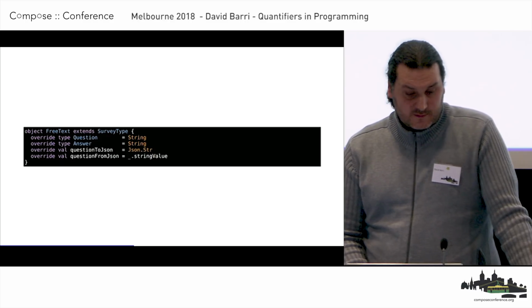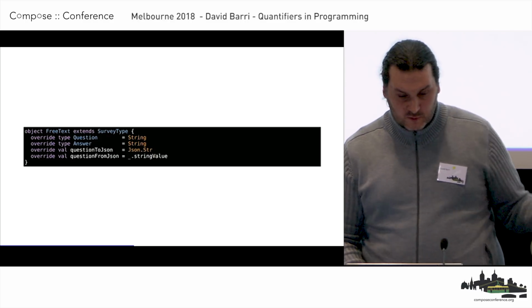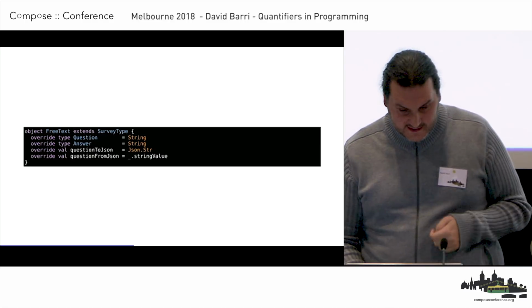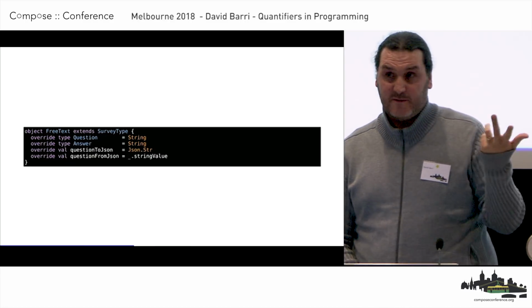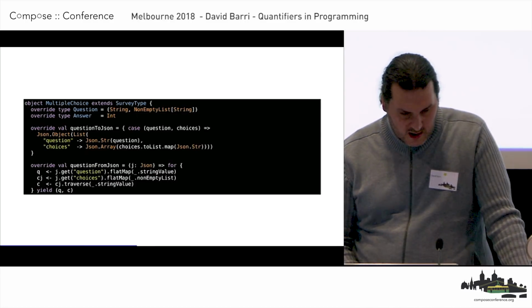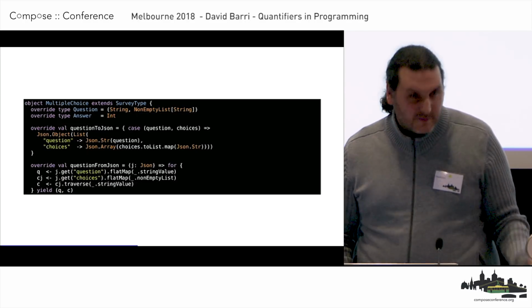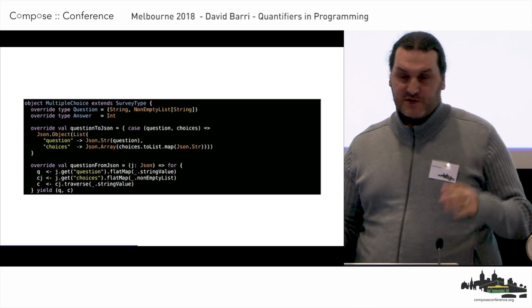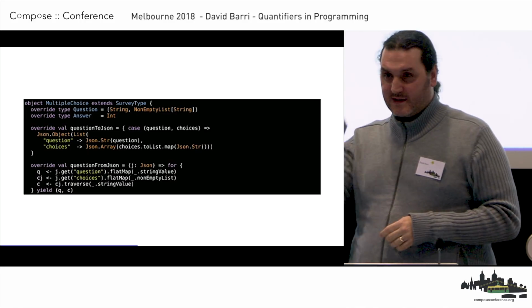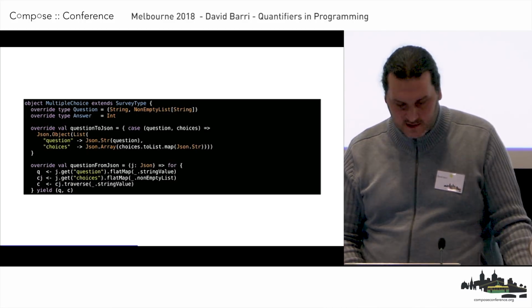So this is extremely simple. We just go to each case. And so here we're going to free text, and we're saying, well, we're just going to use a JSON string for that. Simple. The multiple choice takes up a little bit more code, but it's actually simple as well. We'll just use an object. It's going to have two fields, a question field and a choices field.